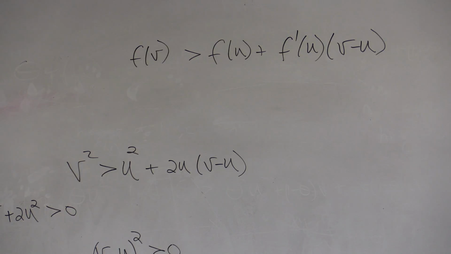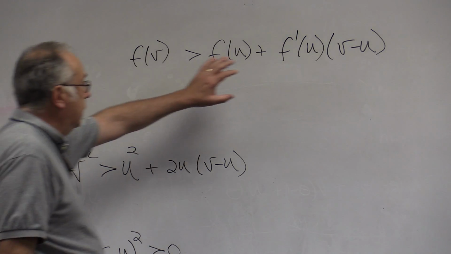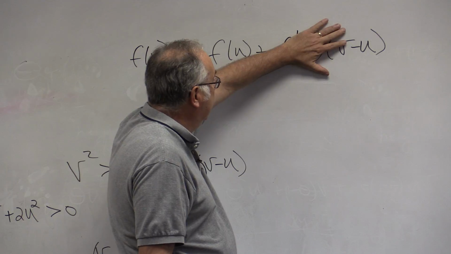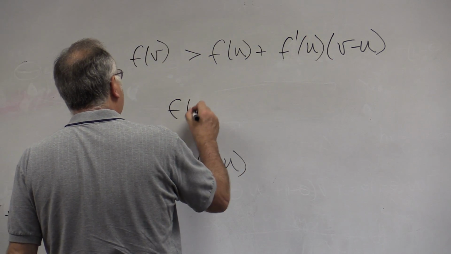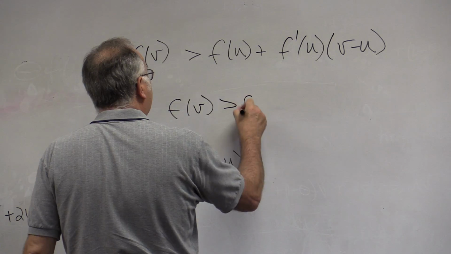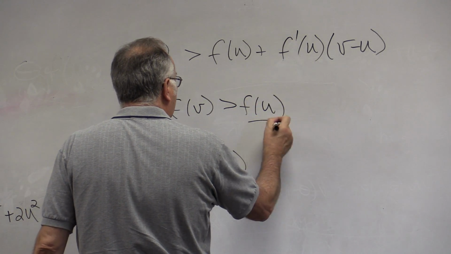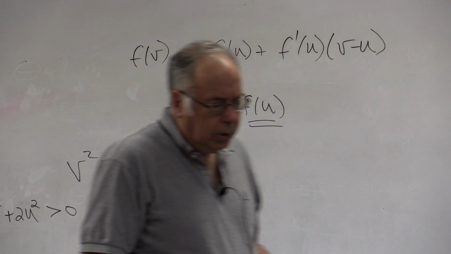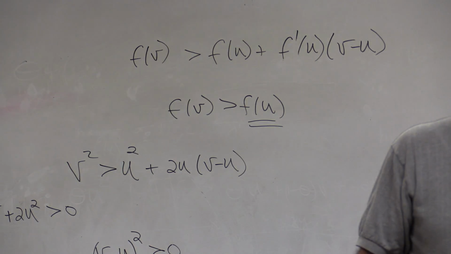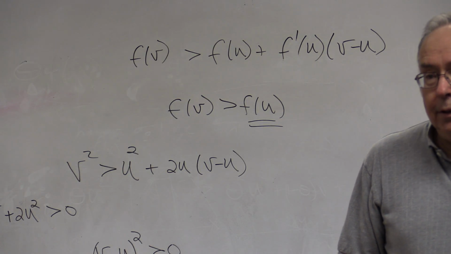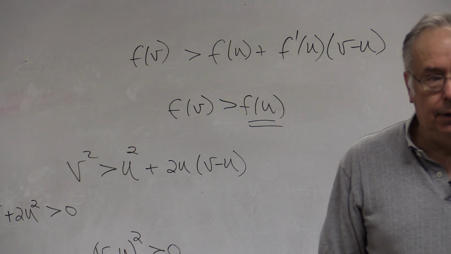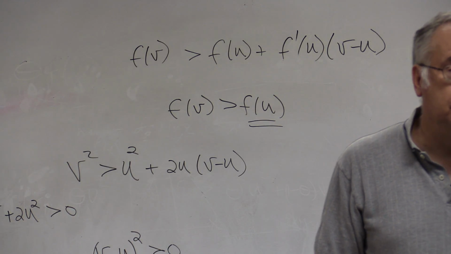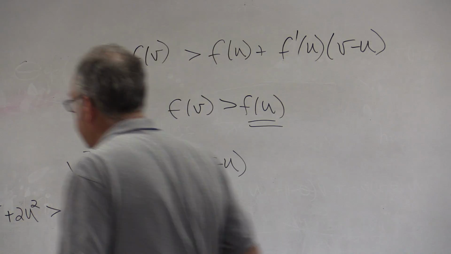Now, again, you look at your critical point. You want to minimize the value of the function. Look at your critical point. This term drops out. So this reduces to just f of v is always greater than f of u. Therefore, f of u must be your global minimum. Okay. So if you know your function is strictly convex and you satisfy the first order conditions, you don't really have to worry about the second order conditions because you're guaranteed to have a global minimum right there. Okay, so that's an important result.